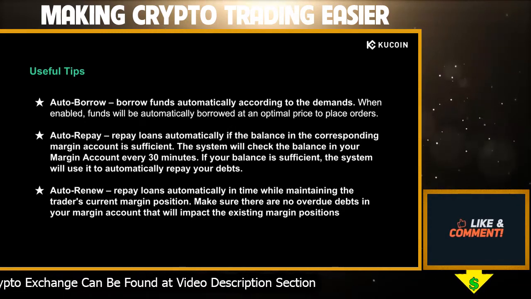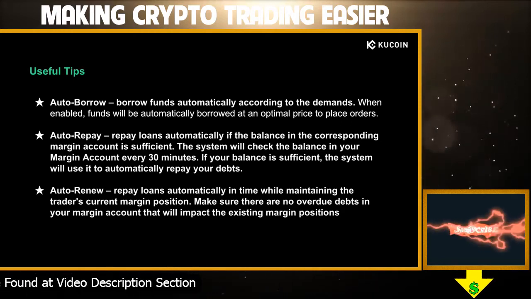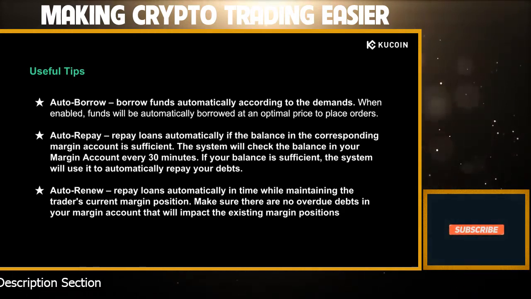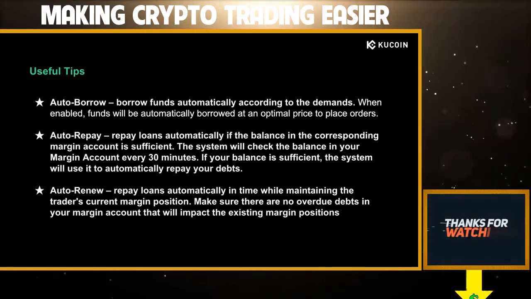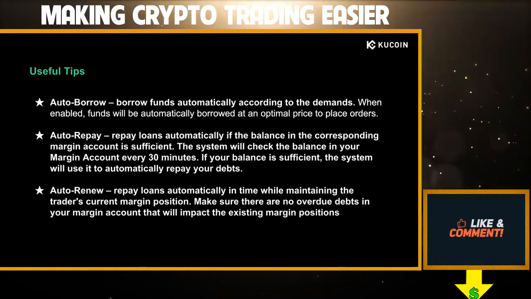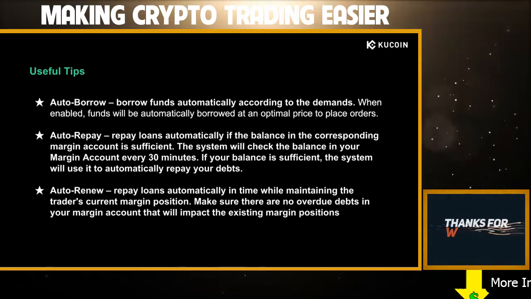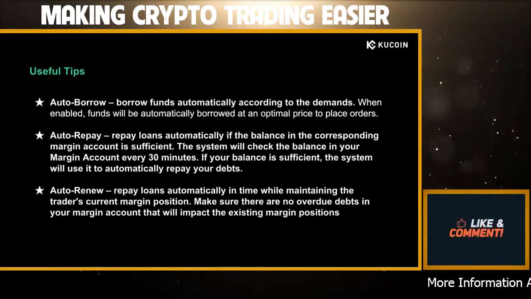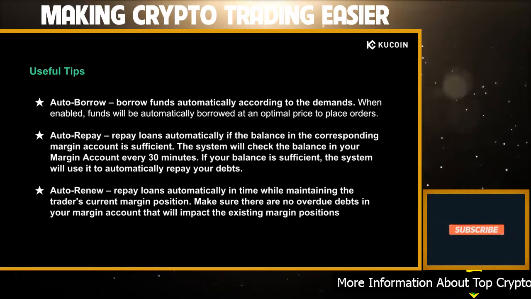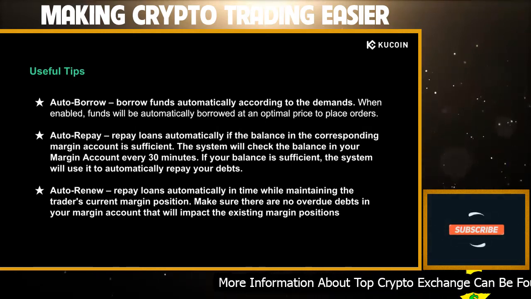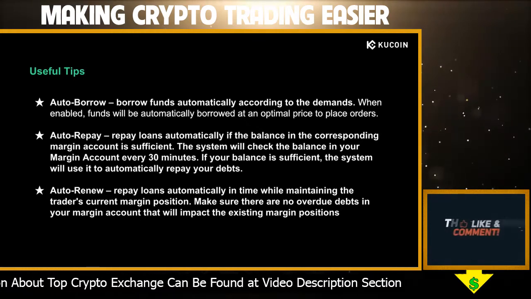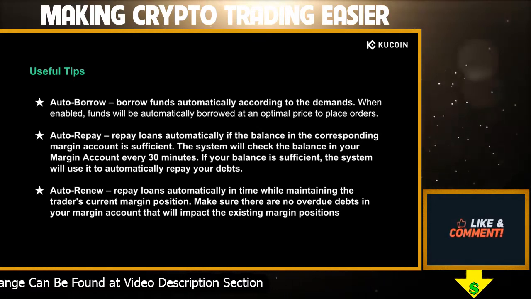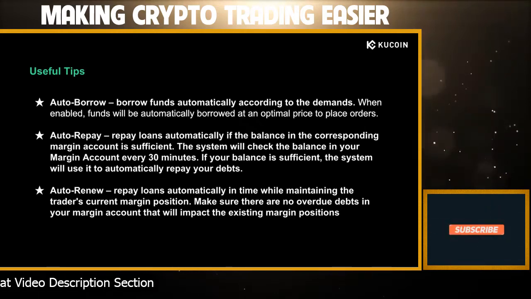And auto repay means repay will be executed automatically on your behalf if the balance in the corresponding margin account is sufficient. The system will check the balance in your margin account every 30 minutes. If your balance is sufficient, then the system will use it to automatically repay your debts. Auto renew is slightly different from auto repay. It will repay loans automatically to make sure there is no overdue liability in your margin account in order to maintain your current margin position. Liability is your borrowing plus the accrued interest.